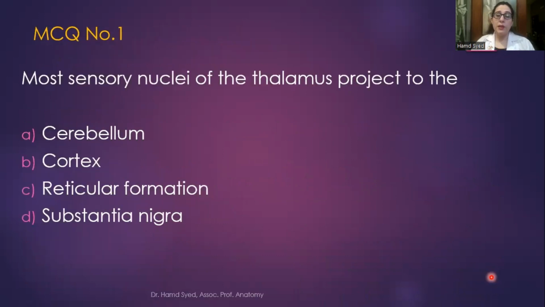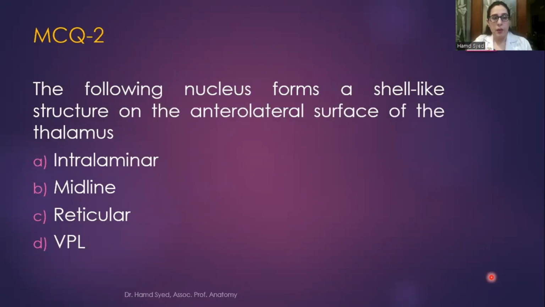Now that we've covered the basic anatomy of the thalamus, it should be easy for you to figure out the answer to this MCQ. Most sensory nuclei of the thalamus project to, well, of course, it is the cortex. The following nucleus forms a shell-like structure on the anterolateral surface of the thalamus. Well, that is the reticular nucleus.